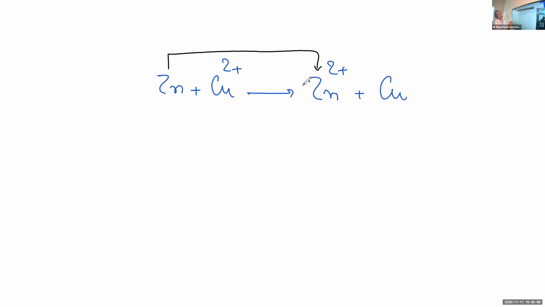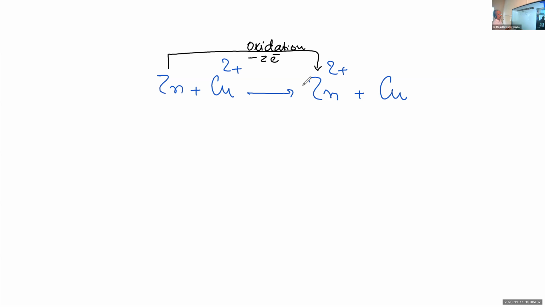When Zn is converted to Zn plus 2, two electrons are removed from Zn, so minus 2 electrons. So there is loss of electron from Zn, and so it is oxidation. Zn is oxidized to Zn plus 2 ion.